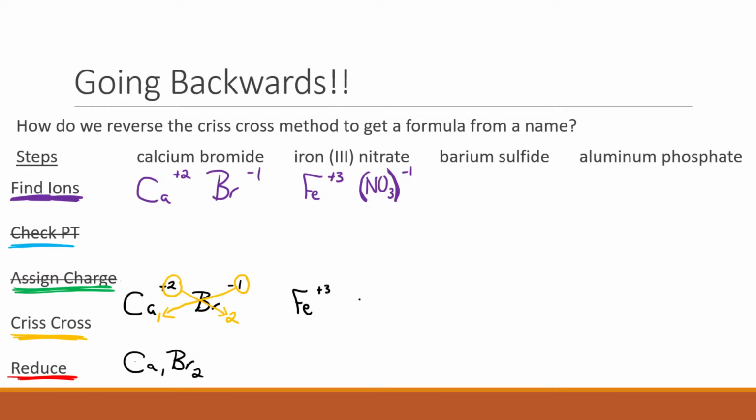Fe plus 3, NO3 minus 1. We're going to bring our numbers down. The 3 is going to go down and over to the nitrate. The 1 is going to go down and over to the iron. I'm going to draw a better arrow there. And then we're going to have Fe1, NO3, 3.